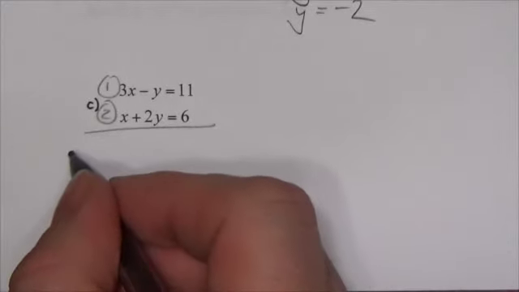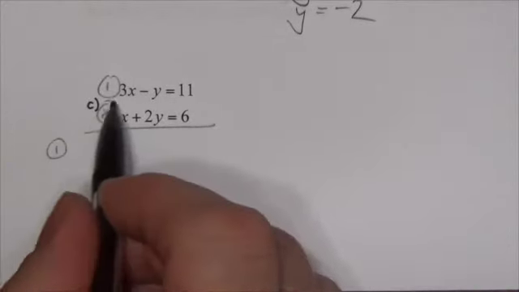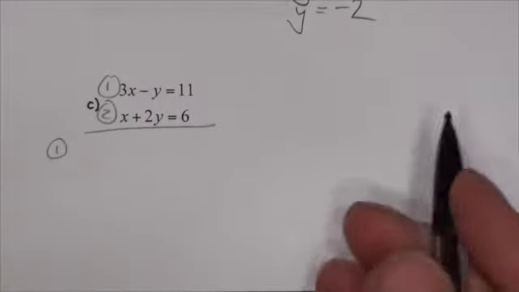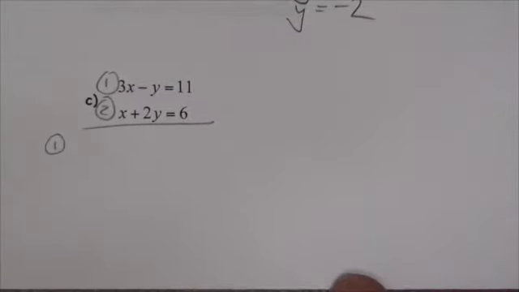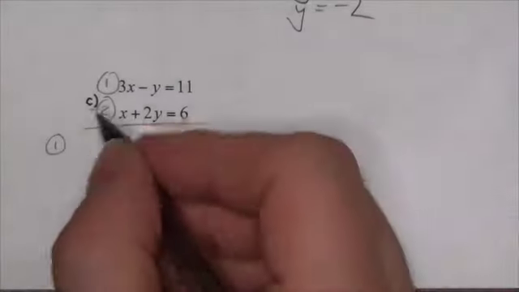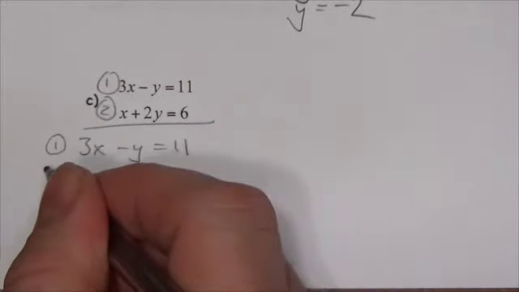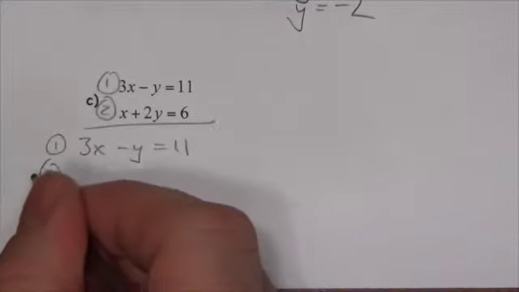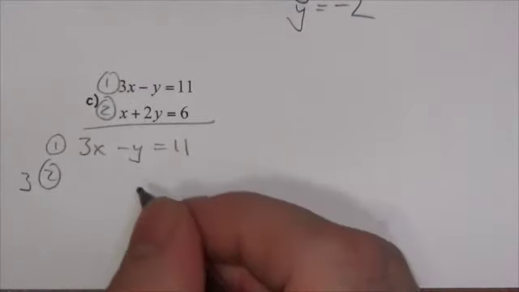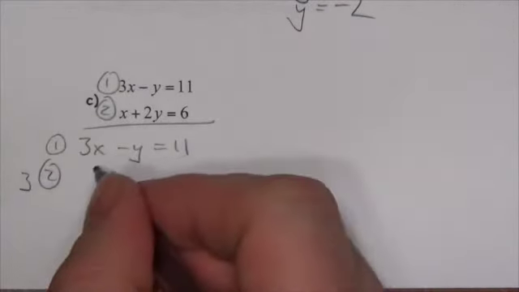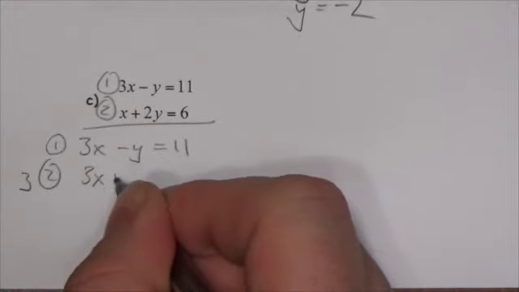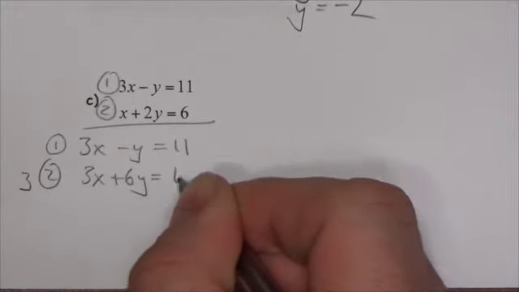So what I'm going to do is take equation 1. I don't really need to do anything with it. It's got a 3 in front. I wish it was maybe a 1, but 3 is fine. So 3x minus y is equal to 11. And I'm going to take equation 2 and multiply that by 3. So this is my indication. I'm going to multiply by 3. So it'll be 3x plus 6y is equal to 18.